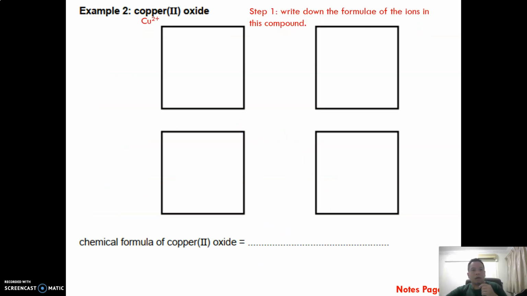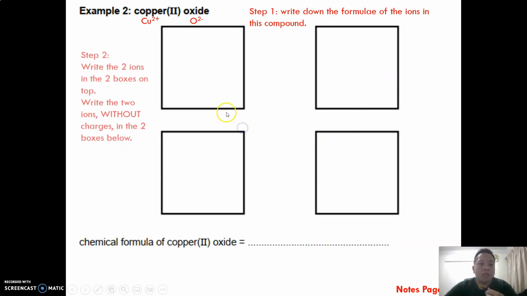So again, you start with the formula of the ions in the compound. Copper 2 ion, Cu2 plus, O2 minus, oxide is O2 minus. Okay, so just a note here, copper 2 just means that it is a copper ion with a charge of 2 plus. So iron 2 would be Fe2 plus, iron 3 would be Fe3 plus, lead 2 is going to be Pb2 plus. So it's very easy, it's very systematic.